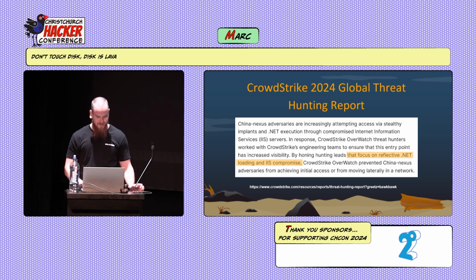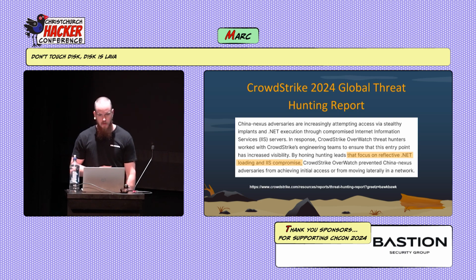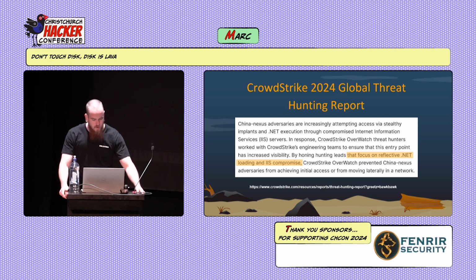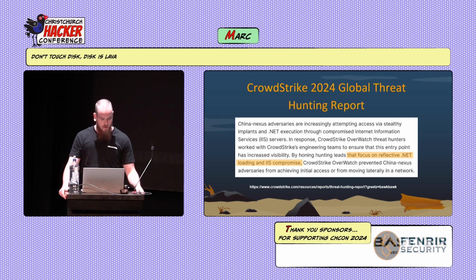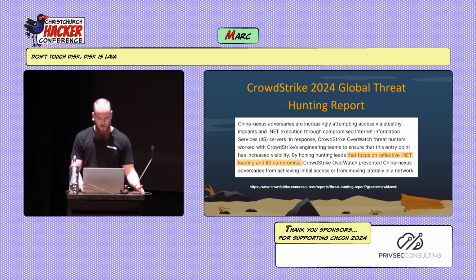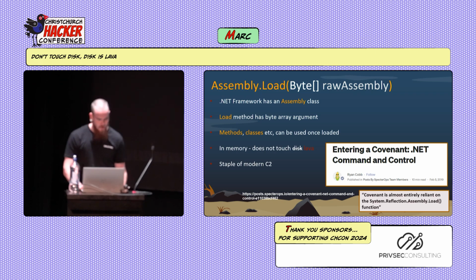Another CrowdStrike blog, a bit of a fanboy. This caught my eye because they're specifically talking about reflective .NET loading, so I'll just read it quickly. China Nexus adversaries are increasingly attempting access via stealthy implants and .NET execution through compromised Internet Information Services servers. In response, CrowdStrike Overwatch threat hunters worked with CrowdStrike's engineering teams to ensure this entry point has increased visibility. By honing hunting leads that focus on reflective .NET loading and IIS compromise, CrowdStrike Overwatch prevented China Nexus adversaries from achieving initial access. So they must be doing something right.